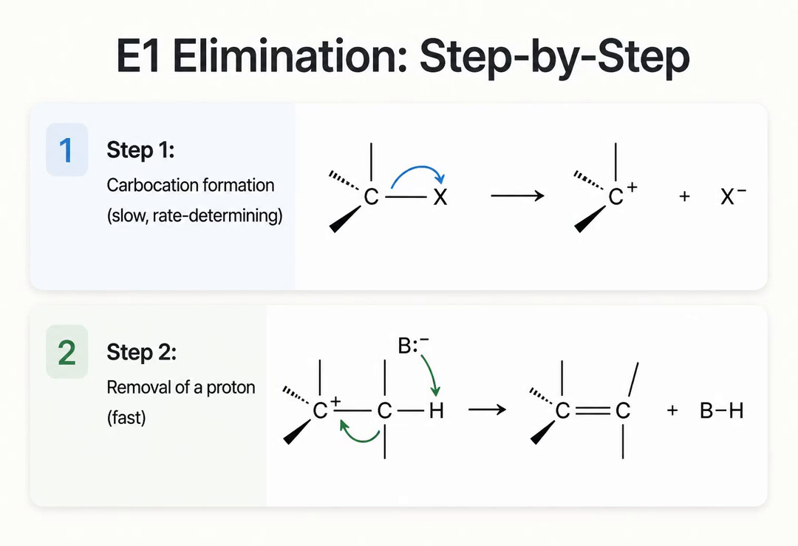Looking closely at the individual steps, step 1 is the slow, rate-determining carbocation formation. The leaving group departs, taking its electrons and leaving a positive charge on the carbon. In step 2, a base comes in and removes a proton from an adjacent carbon. This step is fast. The electrons from that broken carbon-hydrogen bond swing down to satisfy the carbocation's empty p orbital, creating the double bond of the alkene product.